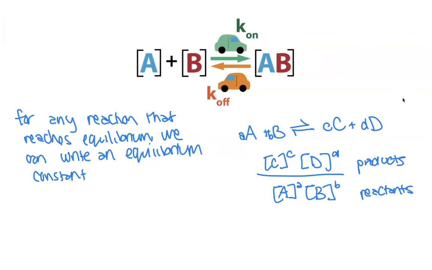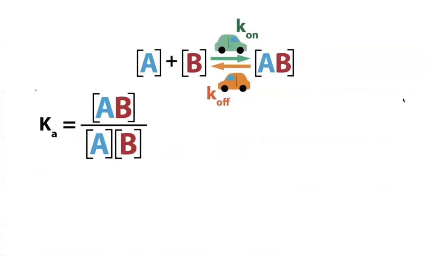equation that reaches equilibrium. Now let's think about it in terms of this reaction, of a binding. So now what we have is A plus B goes to AB. If we write our equilibrium constant for this forward direction for the binding, what we get is the Ka. So this is going to be the equilibrium constant for binding.